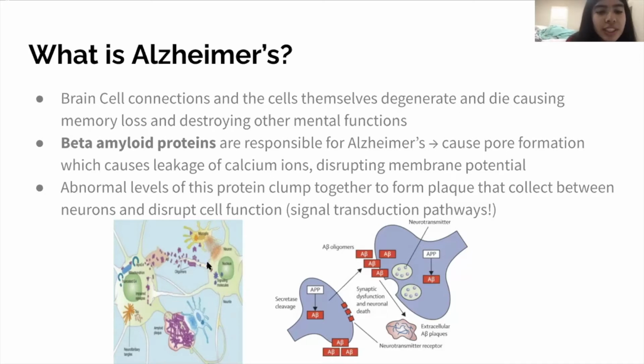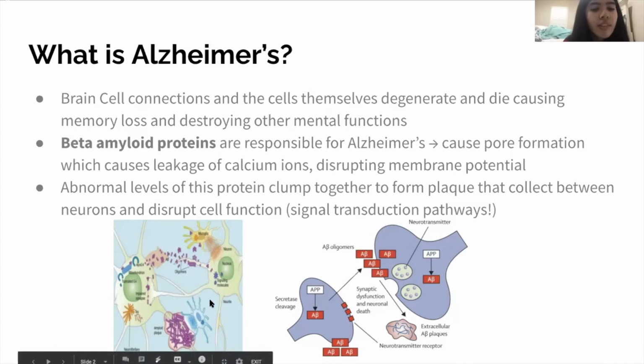So if you can see in this first image, here you have a normal cell communication pathway with two neurons communicating between dendrites, but you can see in this version, you have a buildup of amyloid plaque, which doesn't allow these neurotransmitters to be properly transferred between neurons.